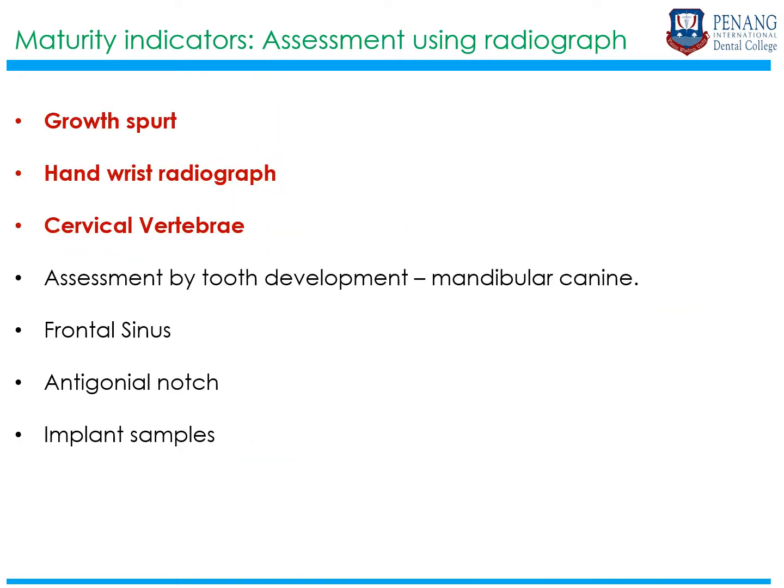However, assessing these maturity indicators using radiograph is the most common approach. So here, what you need to understand, I've highlighted them in red so that you can concentrate on these three, but know the others as well. So one, you have to be aware about growth spurt. You have to know about hand wrist radiograph and also about cervical vertebrae maturity. So basically, these are the three important things you will have to keep in mind.